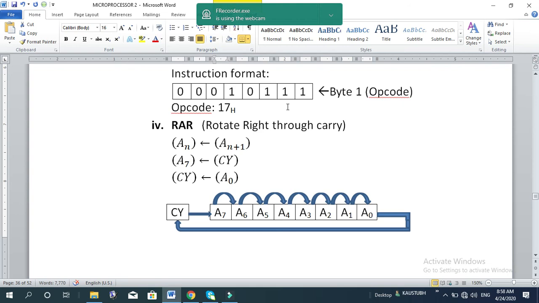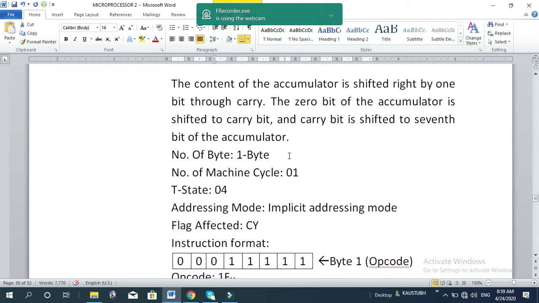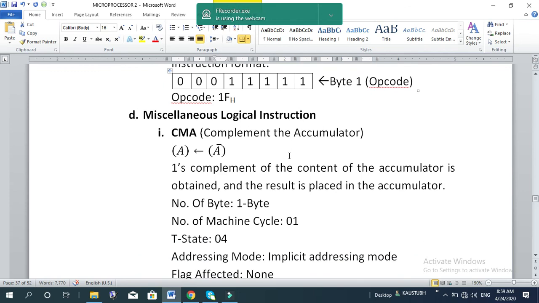This complementing instruction is available for only the content of the accumulator. You cannot complement the content of B or C or D or E or H or L or the content of a memory location directly. If you would like to complement the data, it has to be placed into the accumulator before. Once the CMA instruction is there, the microprocessor understands that the data is in the accumulator and it needs to complement the content of the accumulator. So A bar, the content of accumulator is complemented, only once complement.